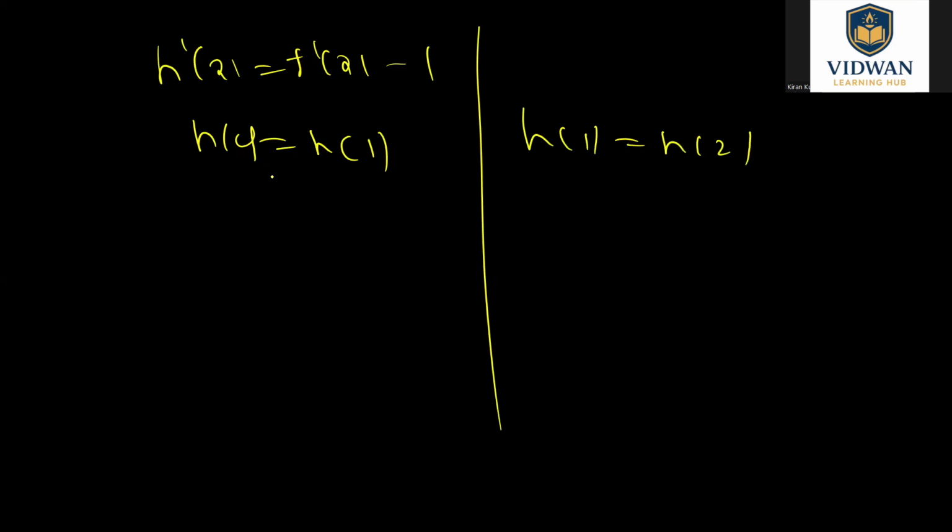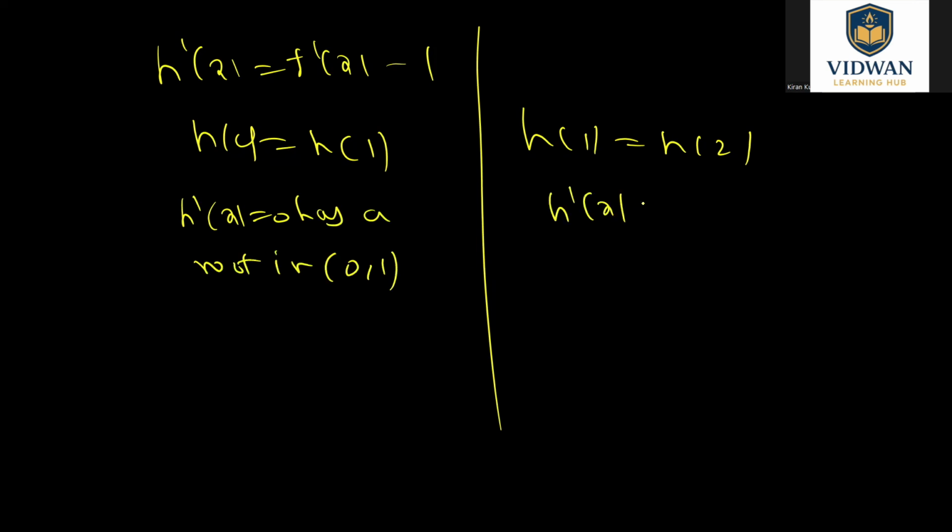If h of 0 equal to h of 1, h dash x equal to 0 has a root in 0 to 1. Similarly, this means h dash x equal to 0 has a root in 1 to 2. And h dash x equal to 0 means f dash x equal to 1. Okay, so this we can conclude.